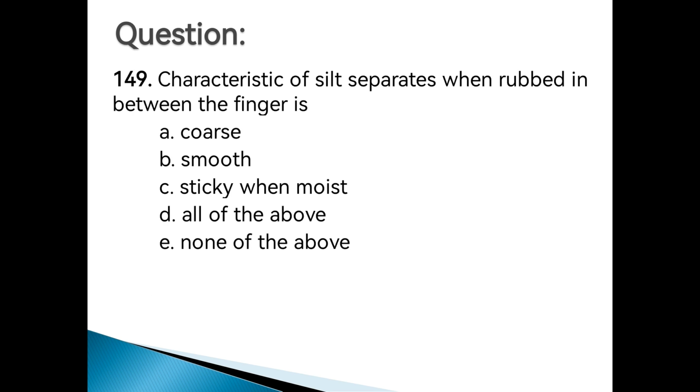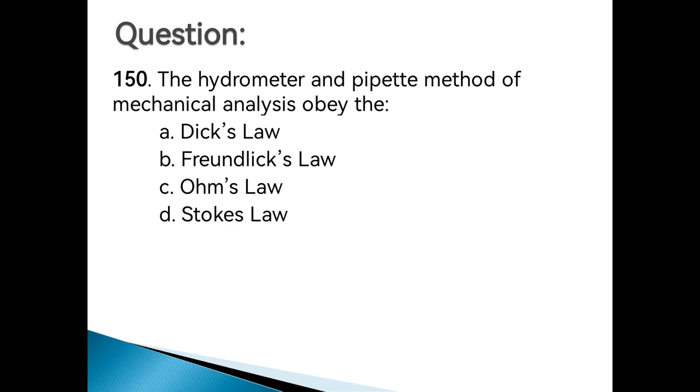149. Characteristic of silt separates when rubbed in between the finger is A. Coarse, B. Smooth, C. Sticky when moist, D. All of the above, E. None of the above. The correct answer is B. Smooth.